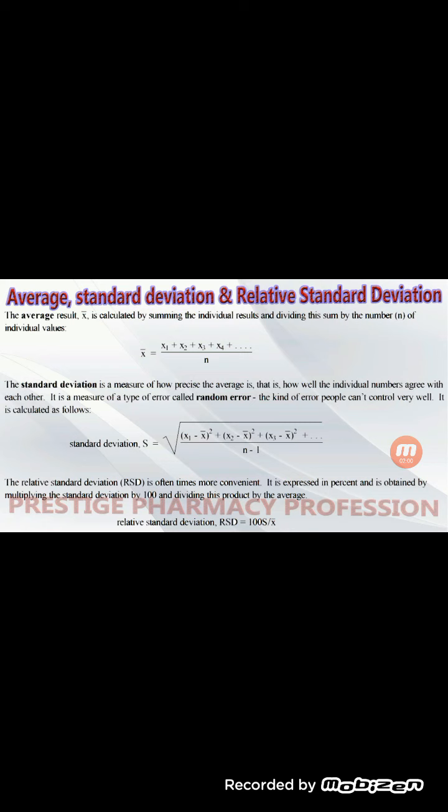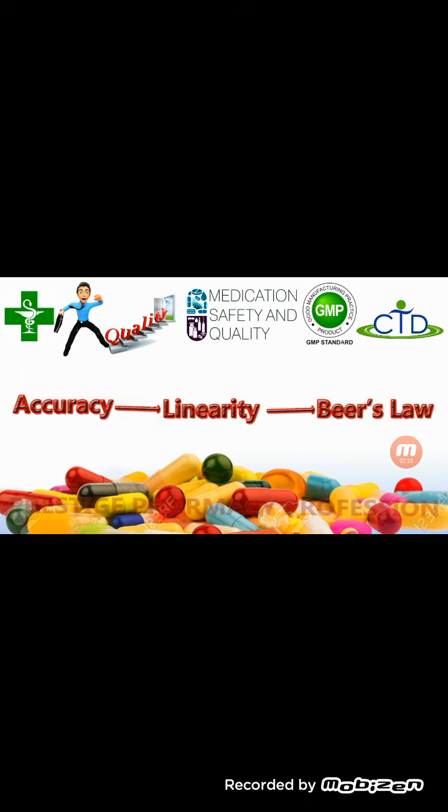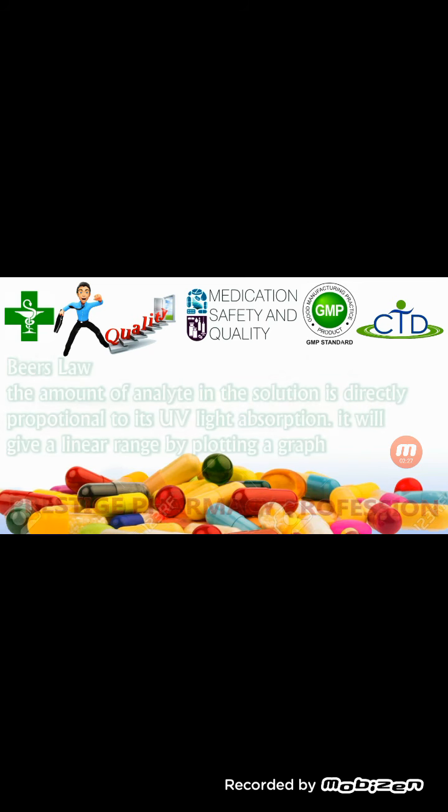The formulas required to calculate average, standard deviation and relative standard deviation are shown on the screen. We should have a basic concept of these terms to understand the validation process of an analytical method. The term accuracy in validation is used to observe the closeness of the results obtained from the analyte compared with a reference standard. Accuracy is directly related to linearity, which follows the concept of Beer's law.